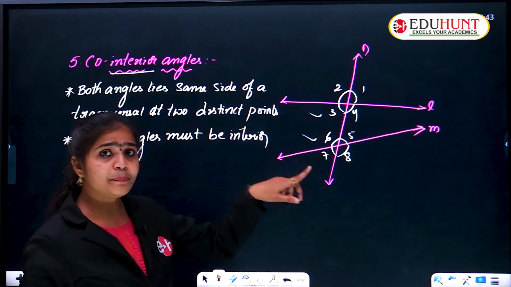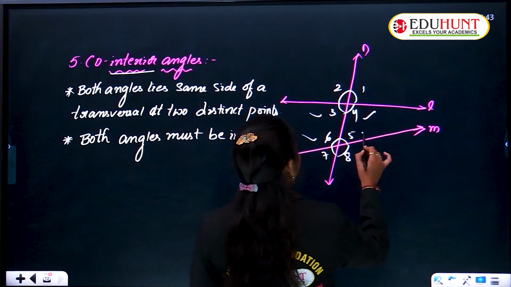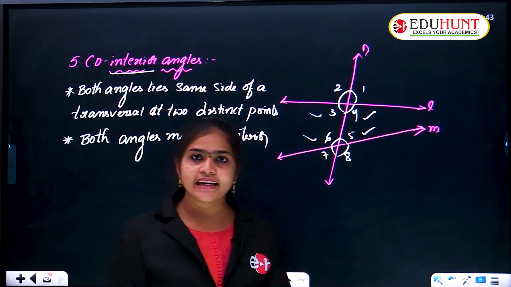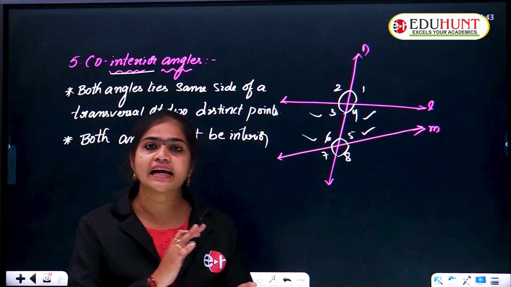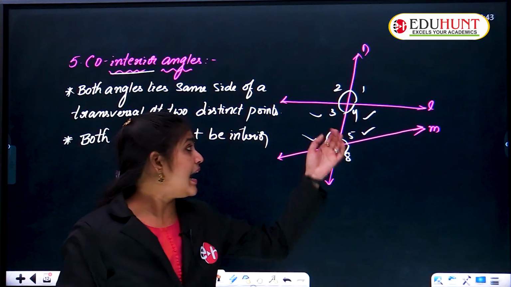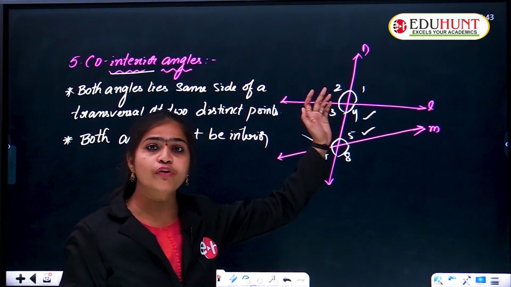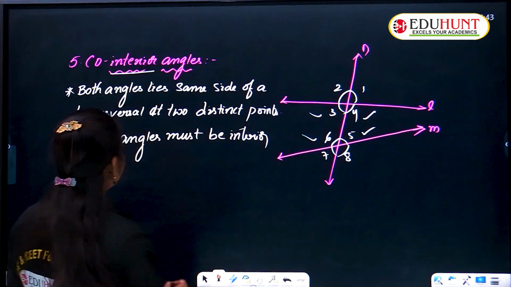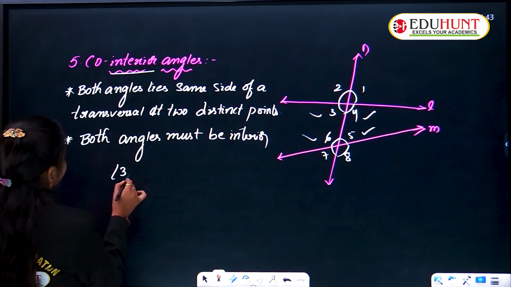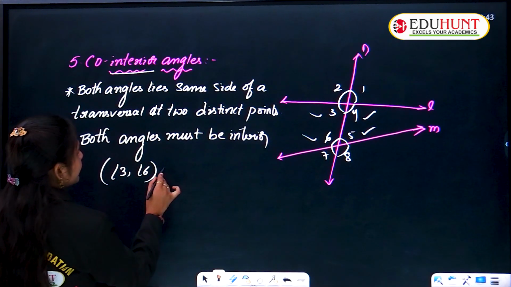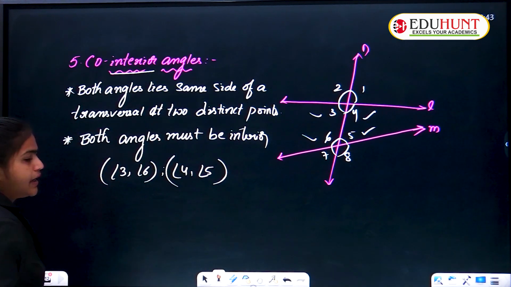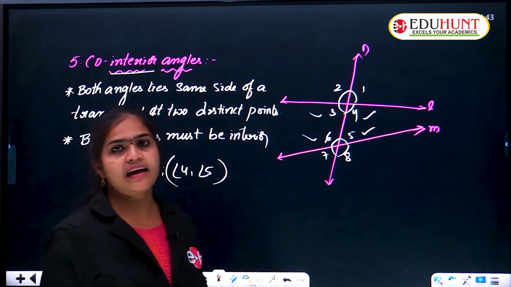Yes. Another pair is 4 and 5. Angles 4 and 5 are interior angles, and angles 4 and 5 lie on the same side of a transversal, and those two are formed at two distinct points. Understood? Now what are the pairs? Angle 3, angle 6, and in the same way angle 4, angle 5. Understood? These are co-interior angles.